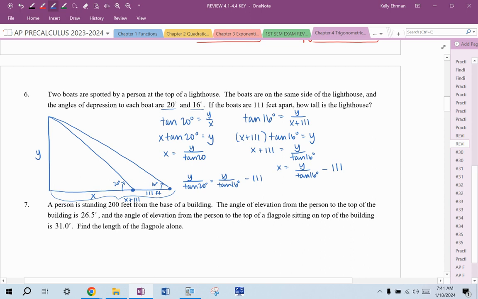Whether you set the x's equal or the y's equal, you have to get the variables on the same side. So y over tangent of 20 minus y over tangent of 16 will equal negative 111. And the reason we get the y's together is so that we can factor a y out. That makes it y times the quantity 1 over tangent 20 minus 1 over tangent 16 equals negative 111. And I'm kind of out of room here, but my answer to y is going to be negative 111 divided by those parentheses. So let's see what that comes out to.